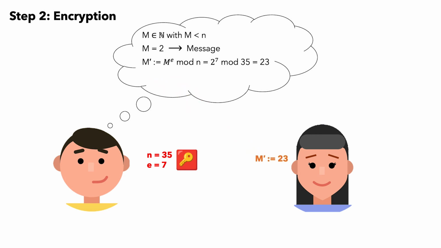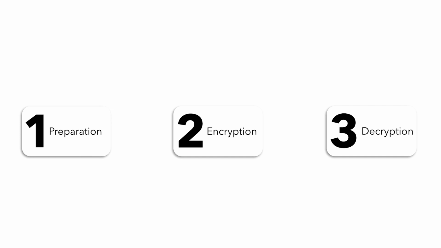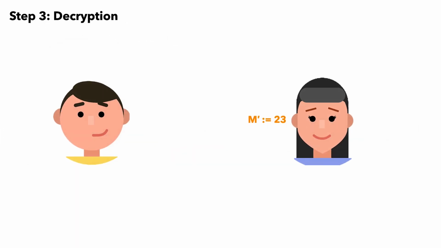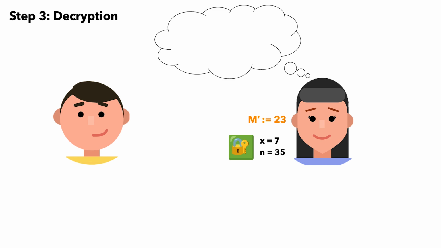Finally, Alice has to decrypt Bob's message. In case you already forgot, his message is the number 2. To decrypt the message, Alice uses her private key. Firstly, she must calculate the number m double dash. Therefore, Alice needs the encrypted number m dash from Bob.